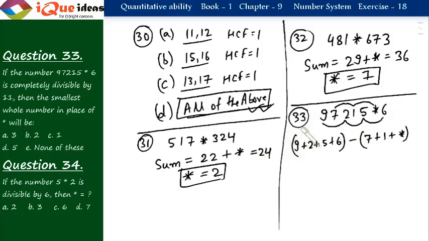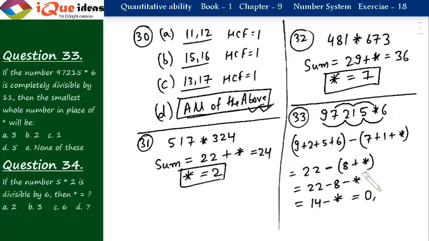Let's see. 9 plus 2 is 11. 11 plus 5 is 16, plus 6 is 22. So 22 minus (7 plus 1 is 8 plus star). If you open it, it will be 22 minus 8 minus star. Now 22 minus 8 is 14. So it has to be 14 minus star. Now this number should be either 0 or divisible by 11. So let's see. It may be equal to either 0 or 11 or further.